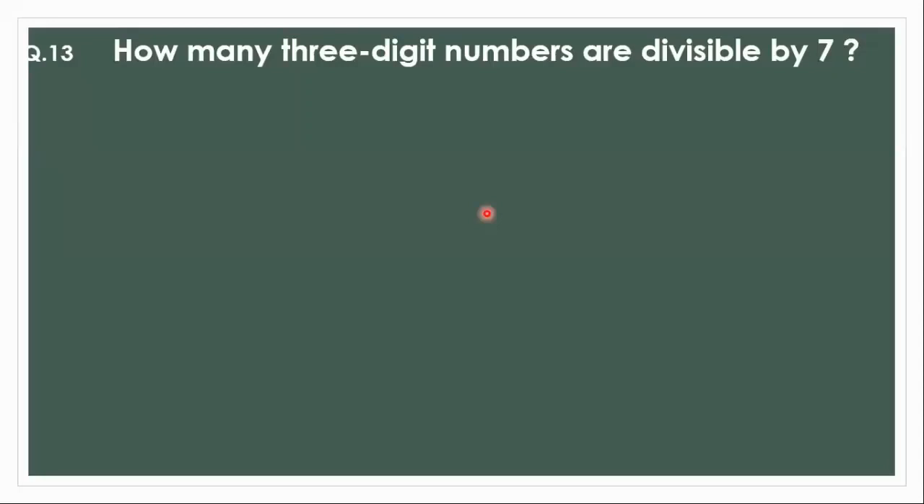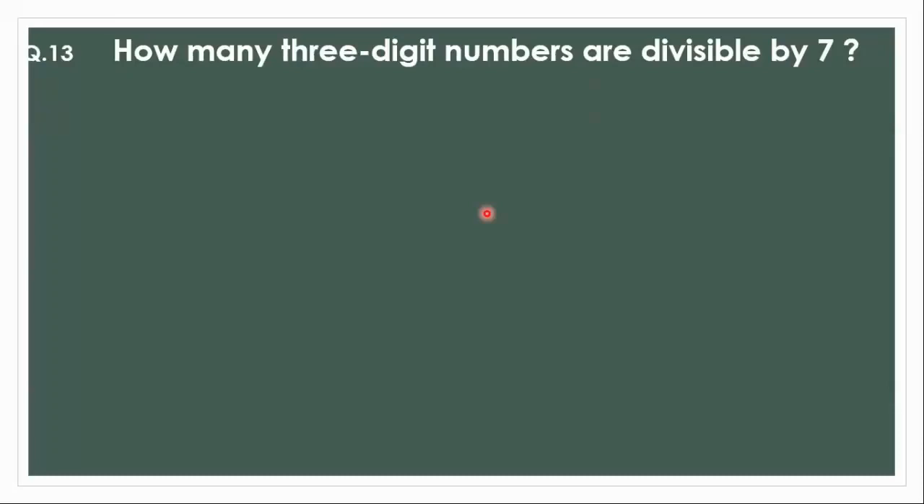So the first value, the A value, is 105. The last 3-digit number which is divisible by 7 we got is 994. Anyone have doubt? No, ma'am. So now first term A is equal to 105. D value, the difference: obviously, where all the numbers are divisible by 7, the difference is 7. D value is 7.